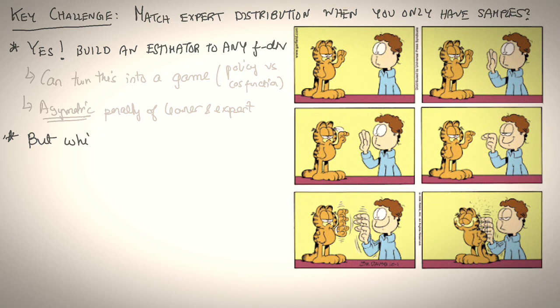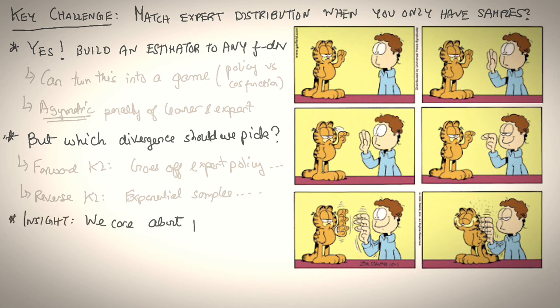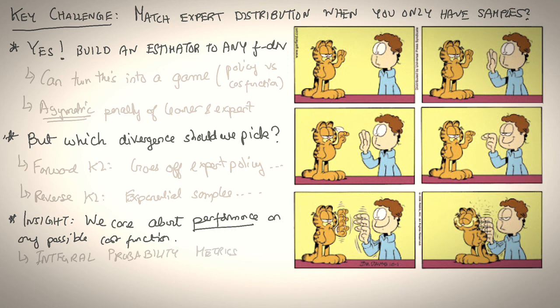The follow-up question is, which divergence should we pick? We saw that if you pick forward KL, you run the risk of going off the expert policy. However, if you pick reverse KL, that problem's solved, but you need an exponential number of samples. The key insight towards the end was that what we actually care about is performance on any possible cost function the human may care about. That led us naturally to the definition of integral probability metrics, which are exact, linear, and efficient. We end with an important practical question.